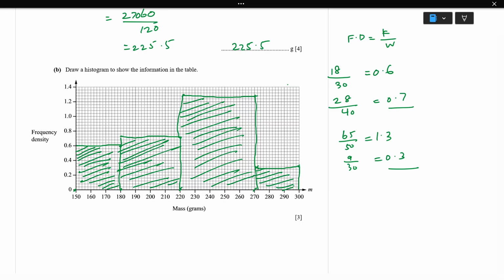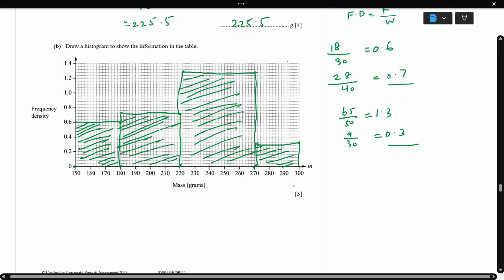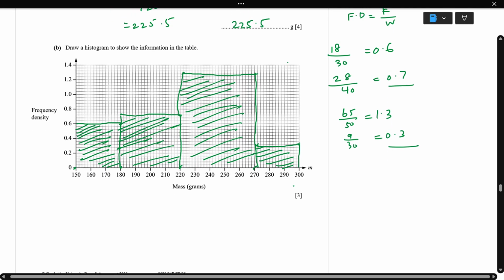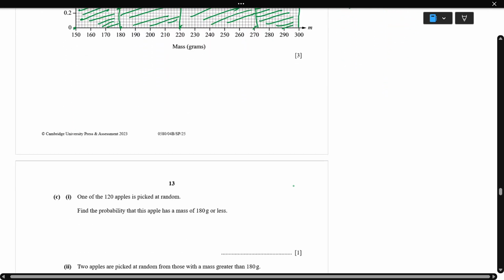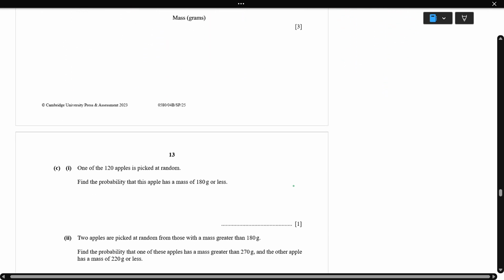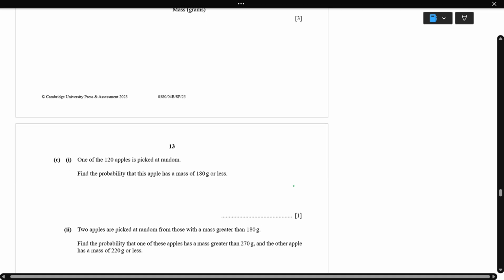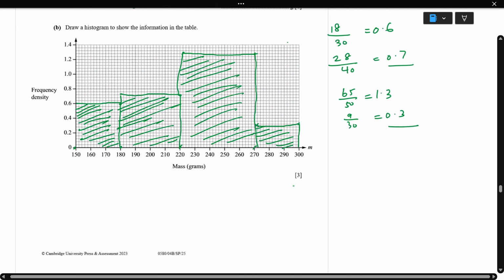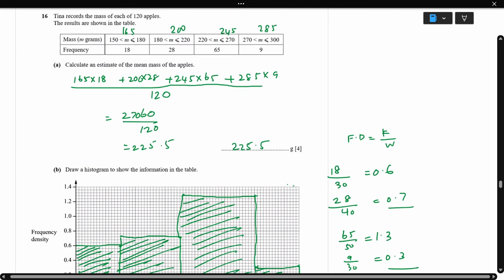Okay, it's done. Now the next part. One of the 120 apples is picked at random. Find the probability that the mass is 180 or less. For 180 or less, there are 18.